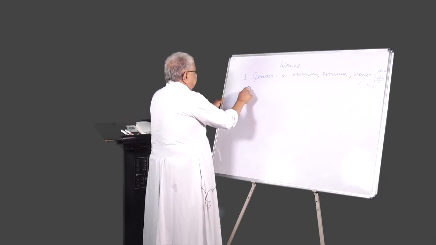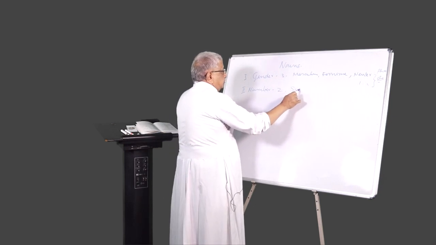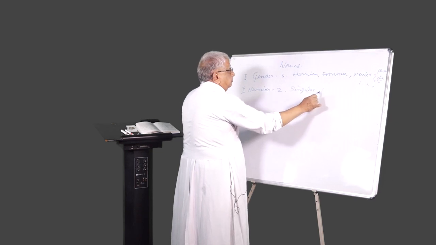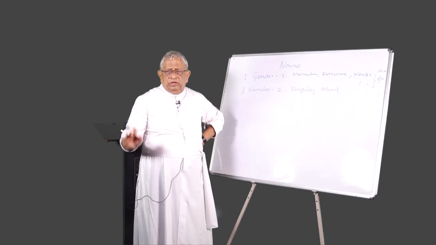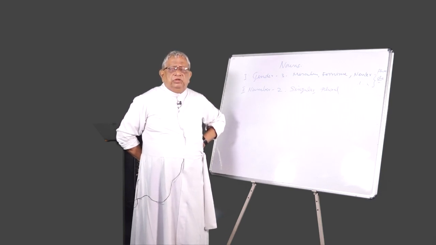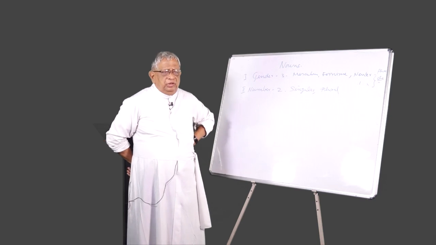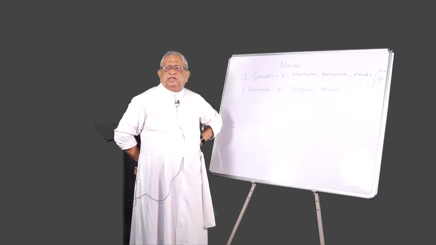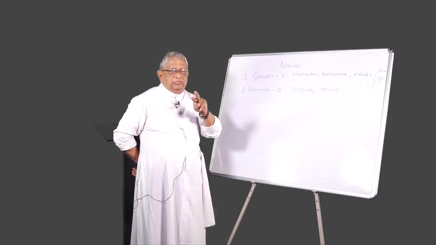The second is number. There are two, singular and plural. That is clear. I said you should always learn the noun with the definite article, but it is also good that you learn the nouns with the plural form. Plural is very often very different from the singular. We have only two here. Sanskrit has three numbers. Singular, then dual. For two, you have to use a particular form, and then plural.